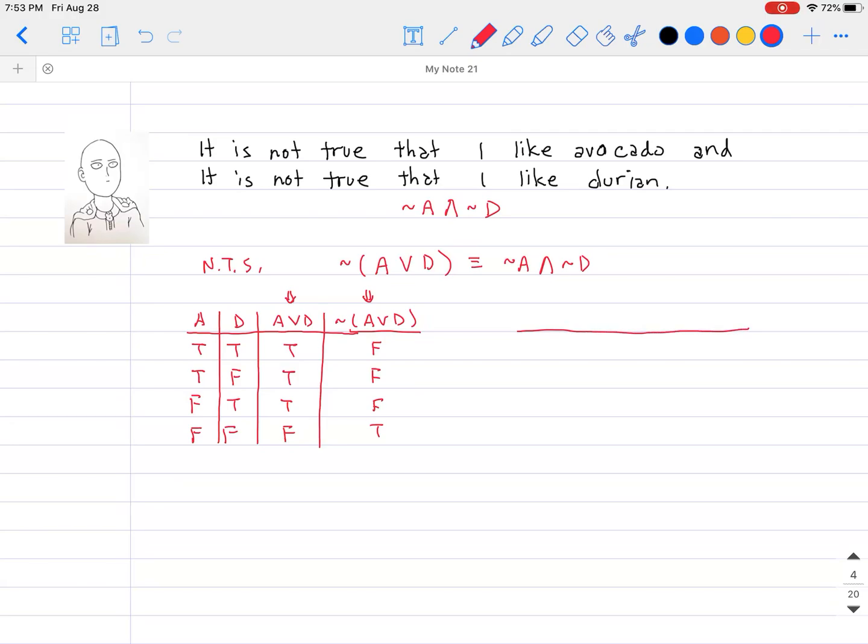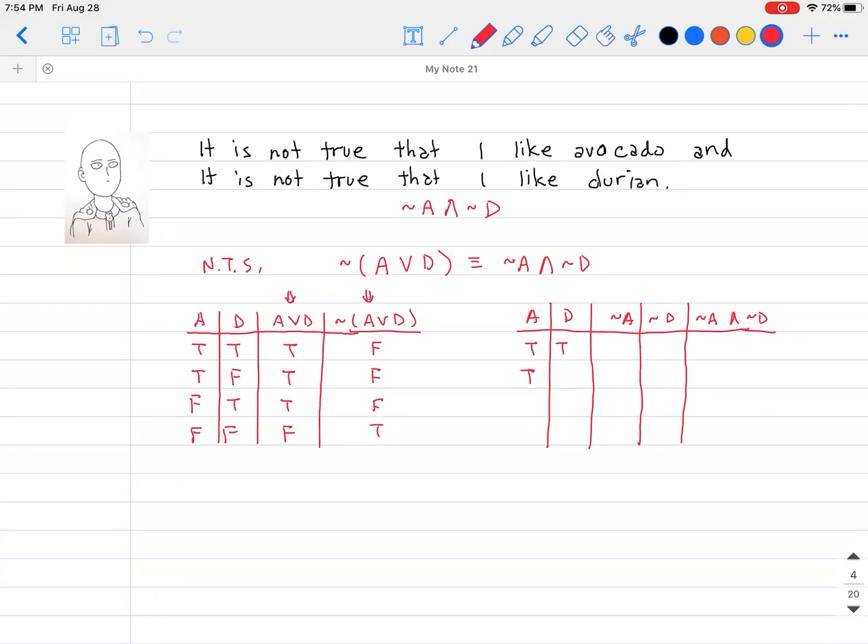Now, if I do the same thing for negation of A and negation of D, I should get the same result, F, F, F, T. If I do, then that means that these two statements are logically equivalent to each other. So let's go ahead and test that out. We have A, we have D. We want to build negation of A, and negation of D. And then finally, we can take the two together and look at the AND scenario of the two statements.